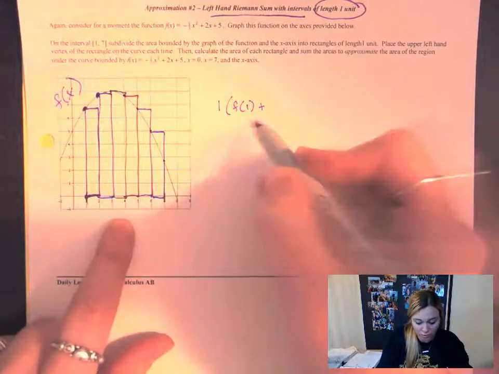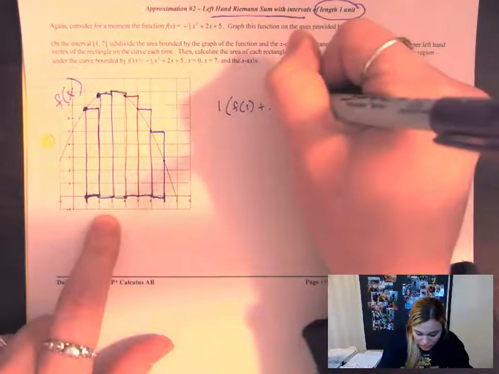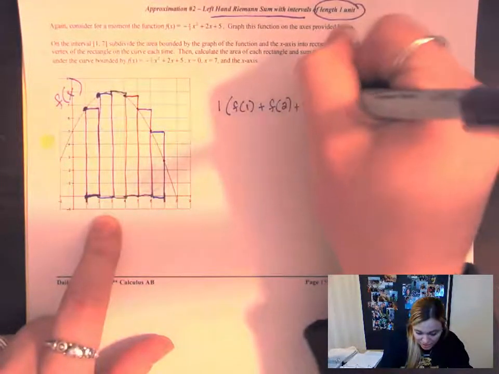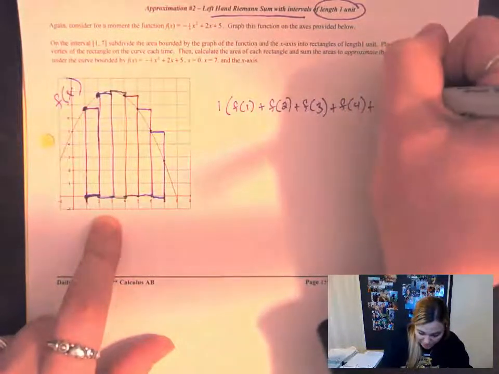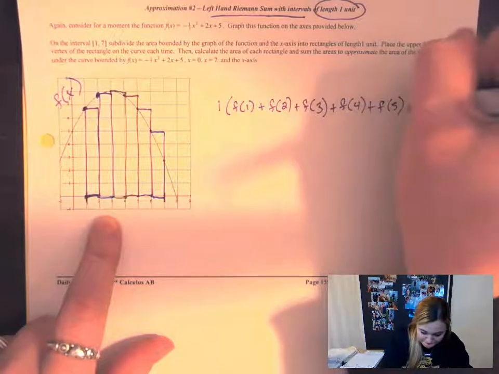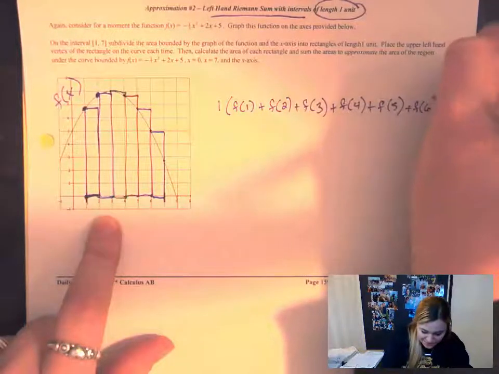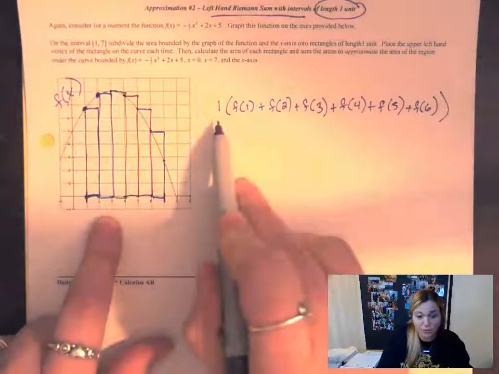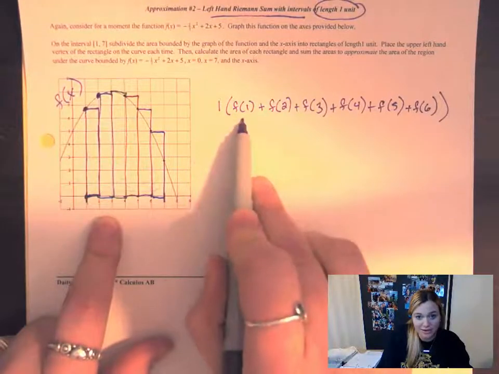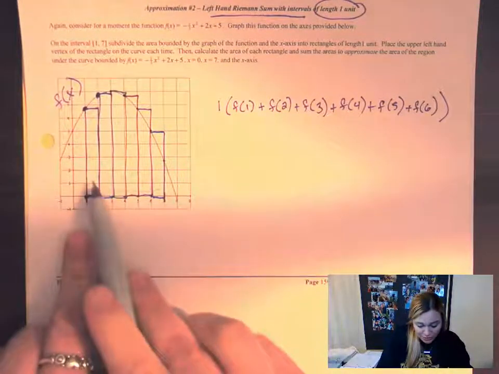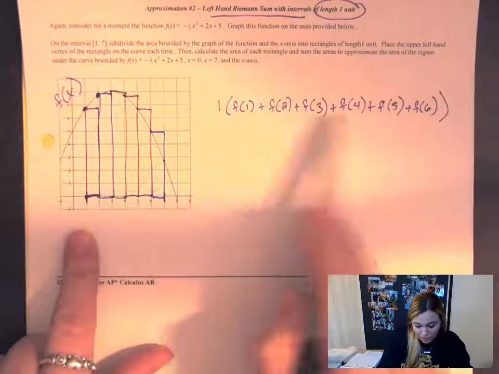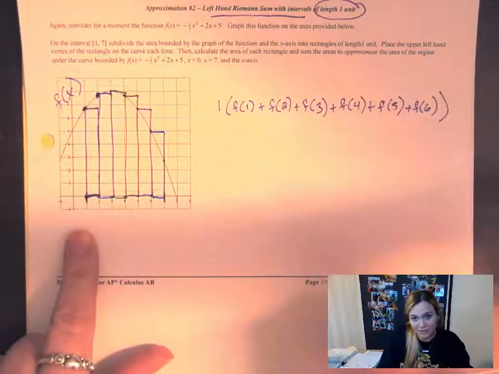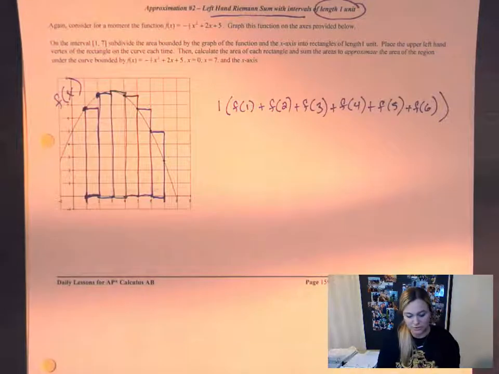So 1 times f of 1 plus f of 2 plus f of 3 plus f of 4 plus f of 5 plus f of 6. Because this is always the base. This was the height of each of these rectangles. And I can see right here, there's 1, 2, 3, 4, 5, 6 rectangles. 1, 2, 3, 4, 5, 6 different heights and different function values here.